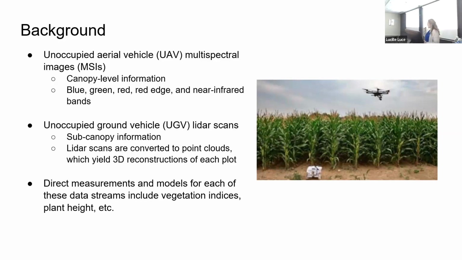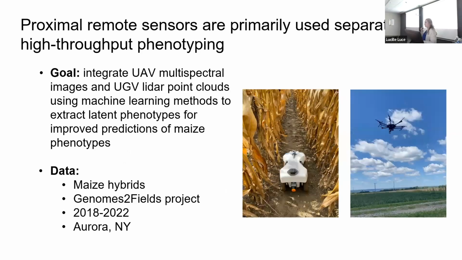So multispectral images are typically used to calculate vegetation indices. LiDAR scans, which are used to generate point clouds, are used to extract plant height and stem width as 2 common examples. But despite the fact that these sensors capture unique spatial and structural information, they are often used separately. So our goal here is to integrate the UAV multispectral images with the UGV LiDAR point clouds.